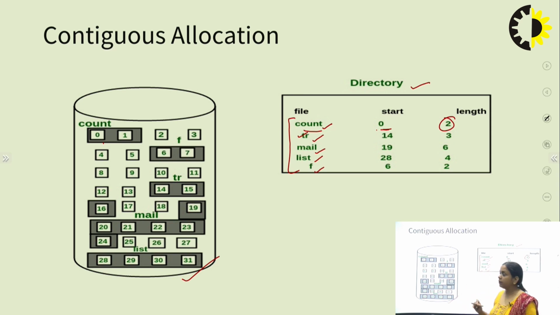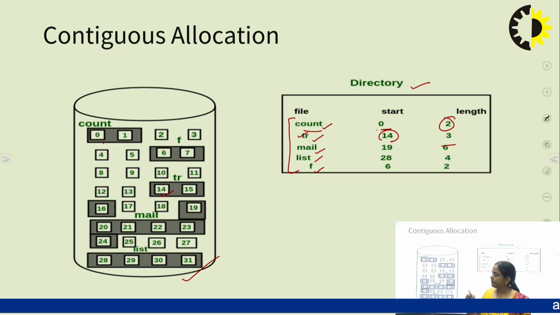Now the starting block of tr is 14 and the length is 3. What does it mean? Another file is stored starting from block 14. You can see here this is the 14th block from where the tr file is stored, and the length of the tr file is 3, so it will take 3 blocks: 14, 15 and 16.